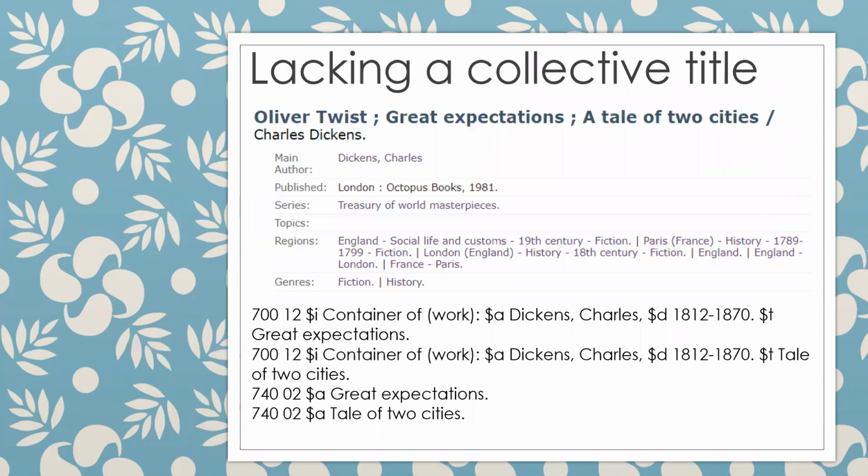So the title is Oliver Twist, and then it's got space, semicolon, space, Great Expectations, space, semicolon, space, A Tale of Two Cities. So then you've got your 700 container of work, Dickens, Charles, with his dates, and then Great Expectations and subfield T. And then you have the same thing, except for in the second example, you've got subfield T, Tale of Two Cities. And then you've got two 740 02s with those two titles. So you've got Great Expectations and then Tale of Two Cities.